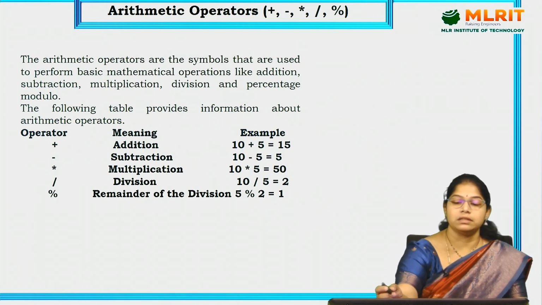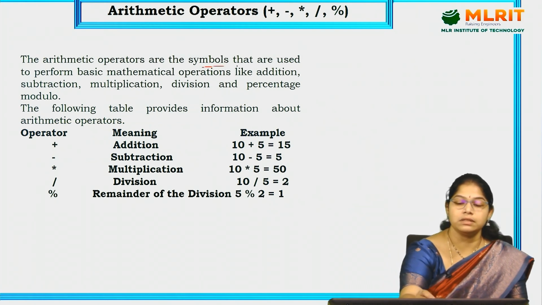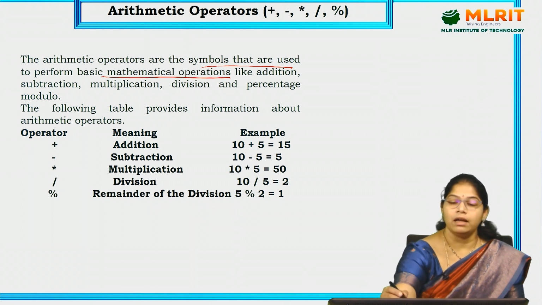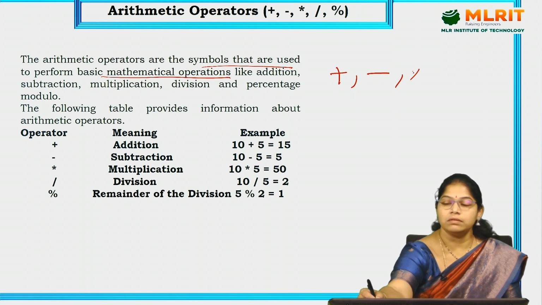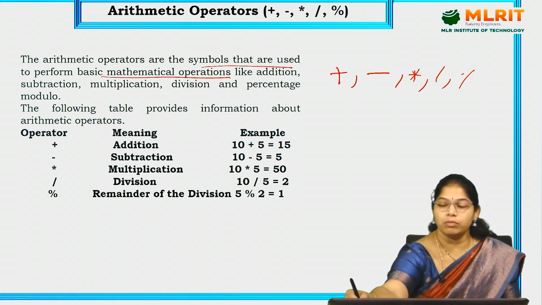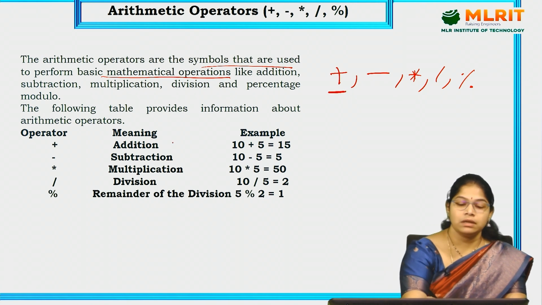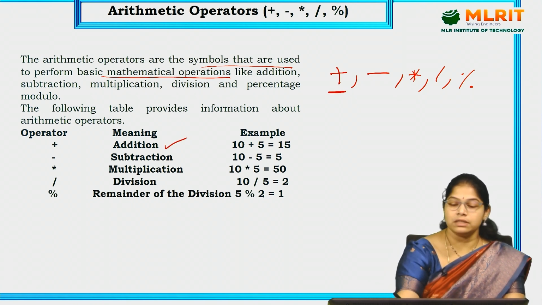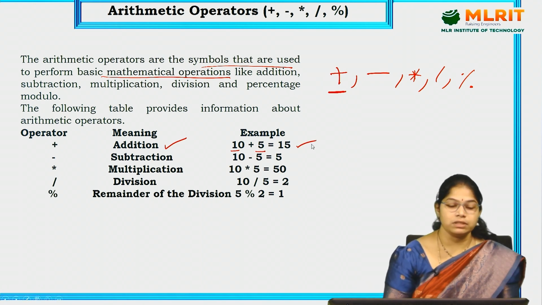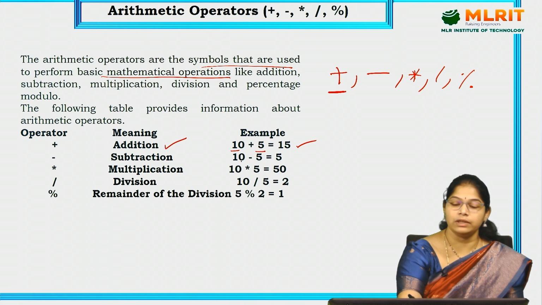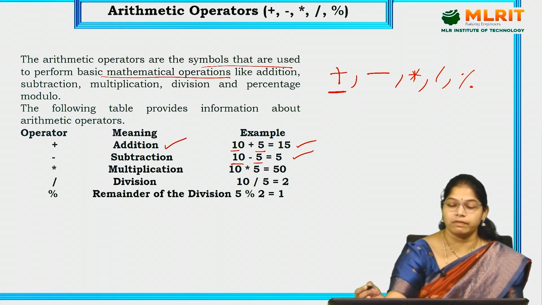Arithmetic operators. Arithmetic operators are the symbols used to perform basic mathematical operations like addition, subtraction, multiplication, division and modulus. Here plus represents addition. I consider the example 10 and 5: 10 plus 5, the value is 15. Subtraction tells that it has to subtract the value. 10 minus 5 gives the value 5.